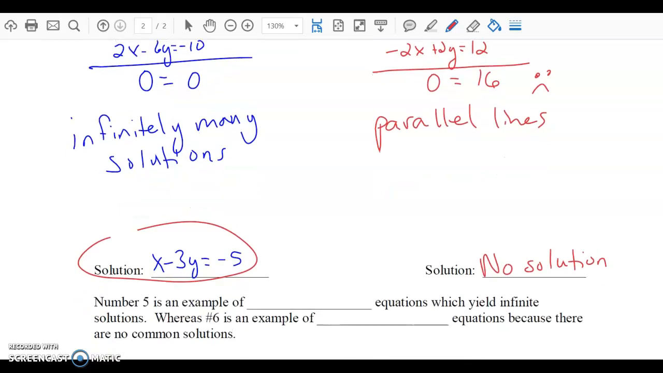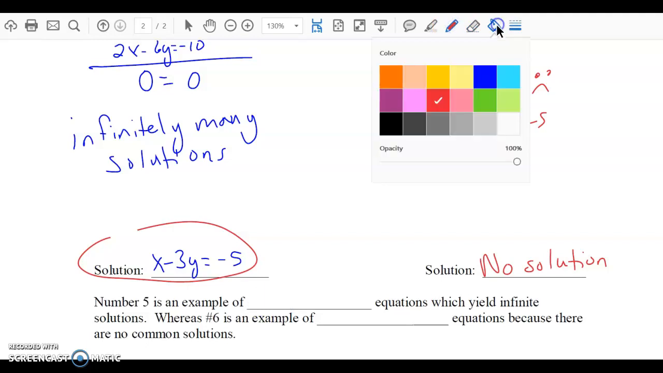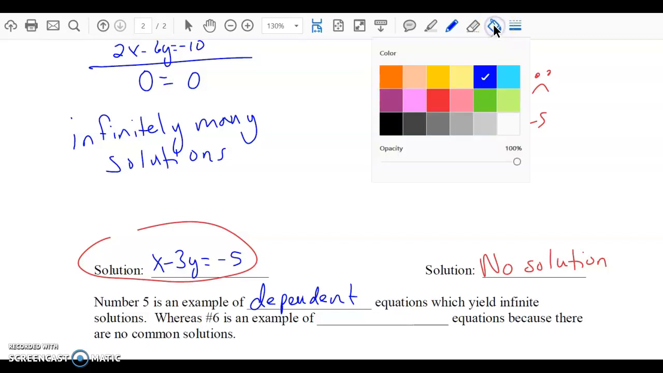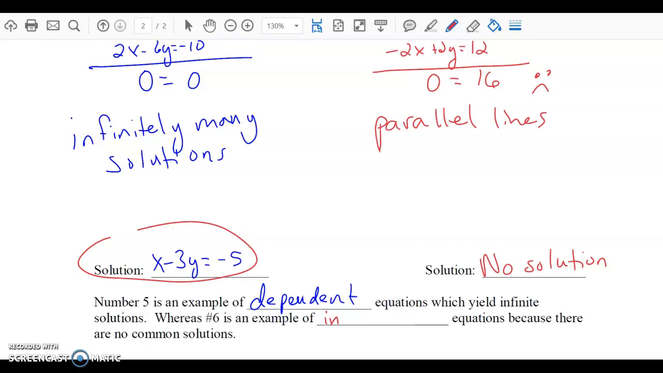Alright, moving on. Number 5, the one with the line, is an example of a dependent. Actually, keep that straight. We'll match the color. That example is an example of dependent equations which yield infinite solutions, whereas number 6 is an example of inconsistent. So you got some vocabulary words to learn.